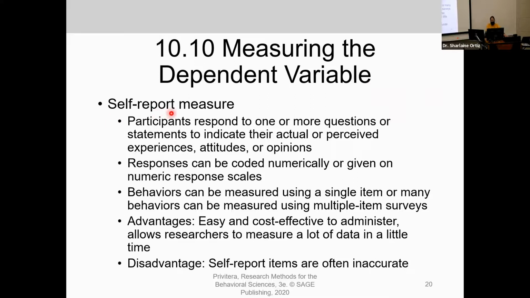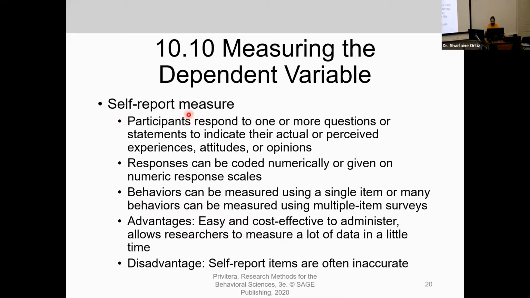Whenever we're doing a self-report measure, the participant is responsible to respond to questions and statements, and there are multiple ways that the participant can do that. For example, they can show their actual or perceived experiences, what they have perceived has been going on, or something that has actually occurred. And they're also responsible for letting us know their attitudes and opinions about a certain topic or a certain item.